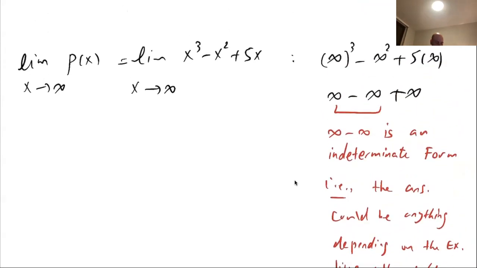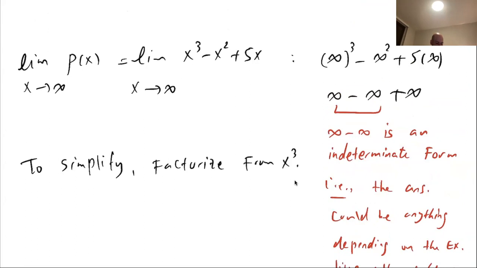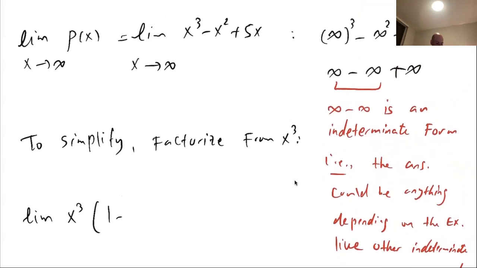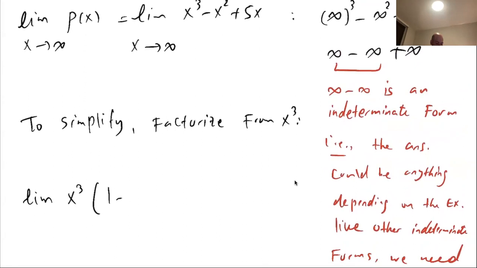So to simplify, factorize from x cubed. Then what do we get? We get the limit of x cubed times 1 minus 1 over x plus 5 over x squared as x goes to infinity.